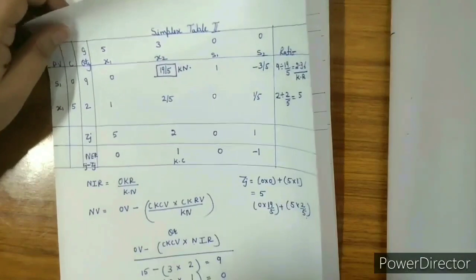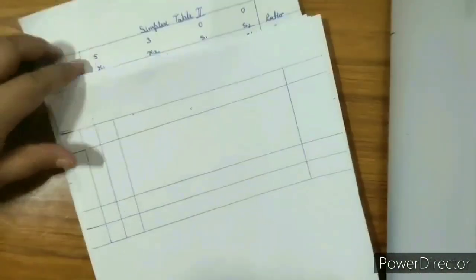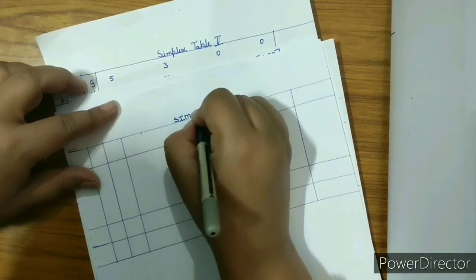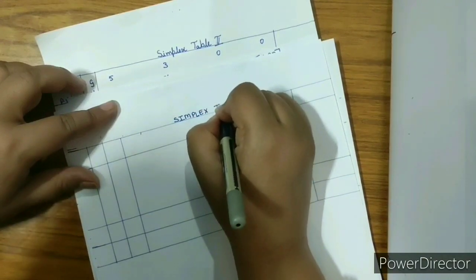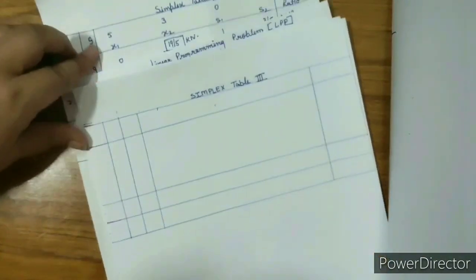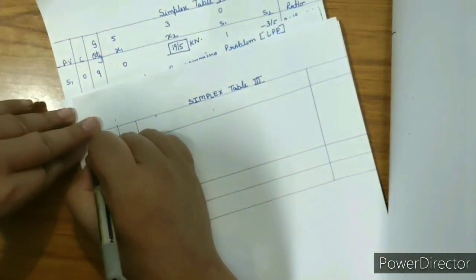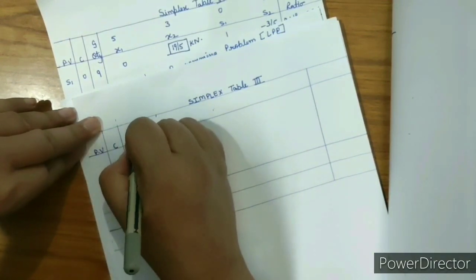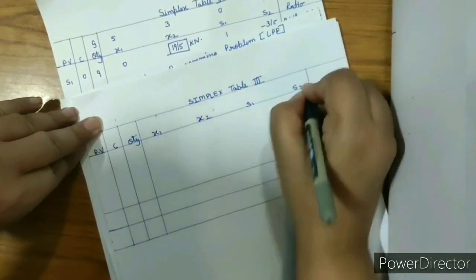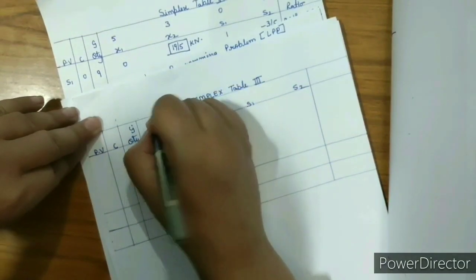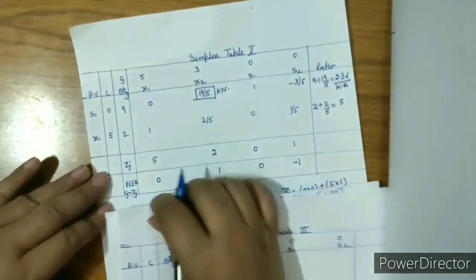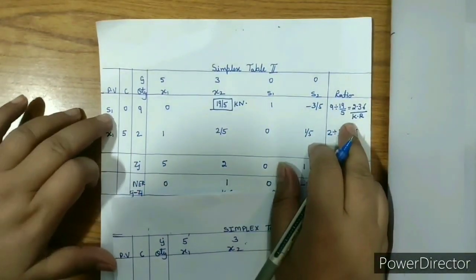Now we again develop our next simplex table. Simplex table 3. Now same columns are there. Programming variable C, quantity x1, x2, s1, s2. CJ stands for contribution per unit, 5, 3, 0, 0.